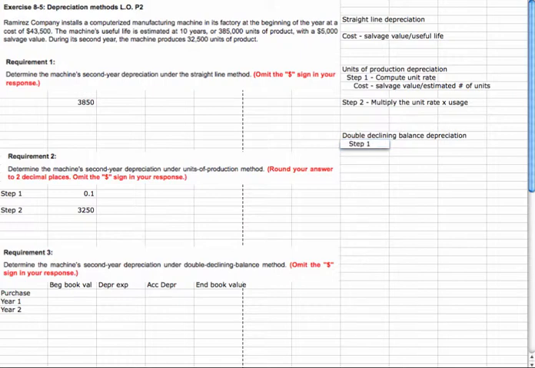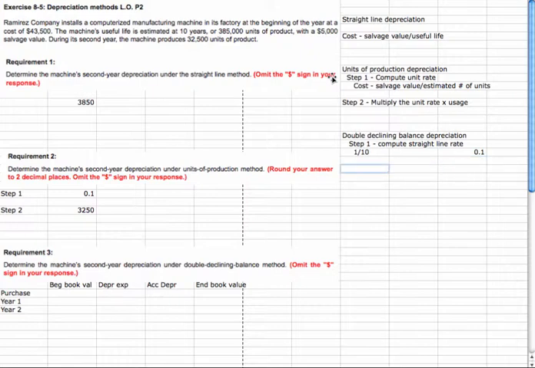So step 1 is to compute the straight line rate. Okay, so if we have the straight line rate, we basically have 10 years. So what we could do is take 1 divided by 10 years. Okay, so if I do a formula here and say 1 divided by 10, I'm going to get 10%. So my straight line rate is going to be 10% per year.